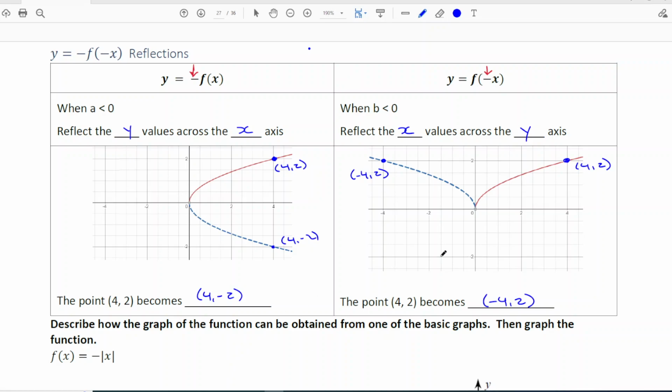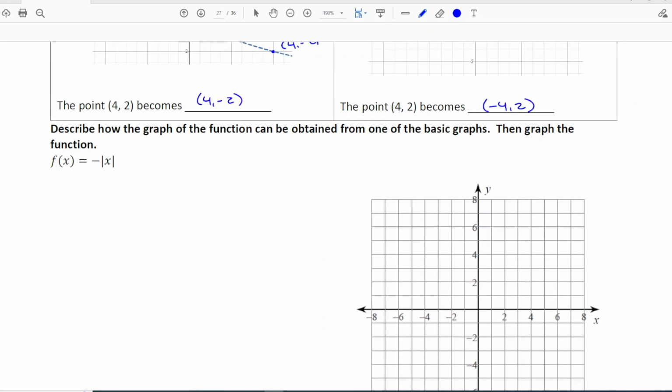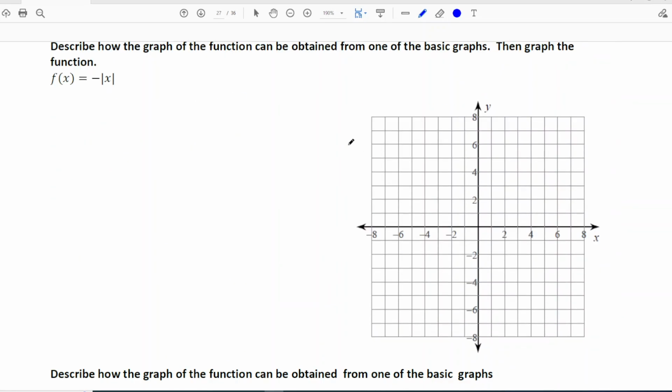And that's it. So now let's practice the types of questions that the textbook asks you. The first one is: describe how the graph of a function can be obtained from one of the base graphs, then write and then graph the function. So step number 1, we are going to start with y equals the absolute value of x.